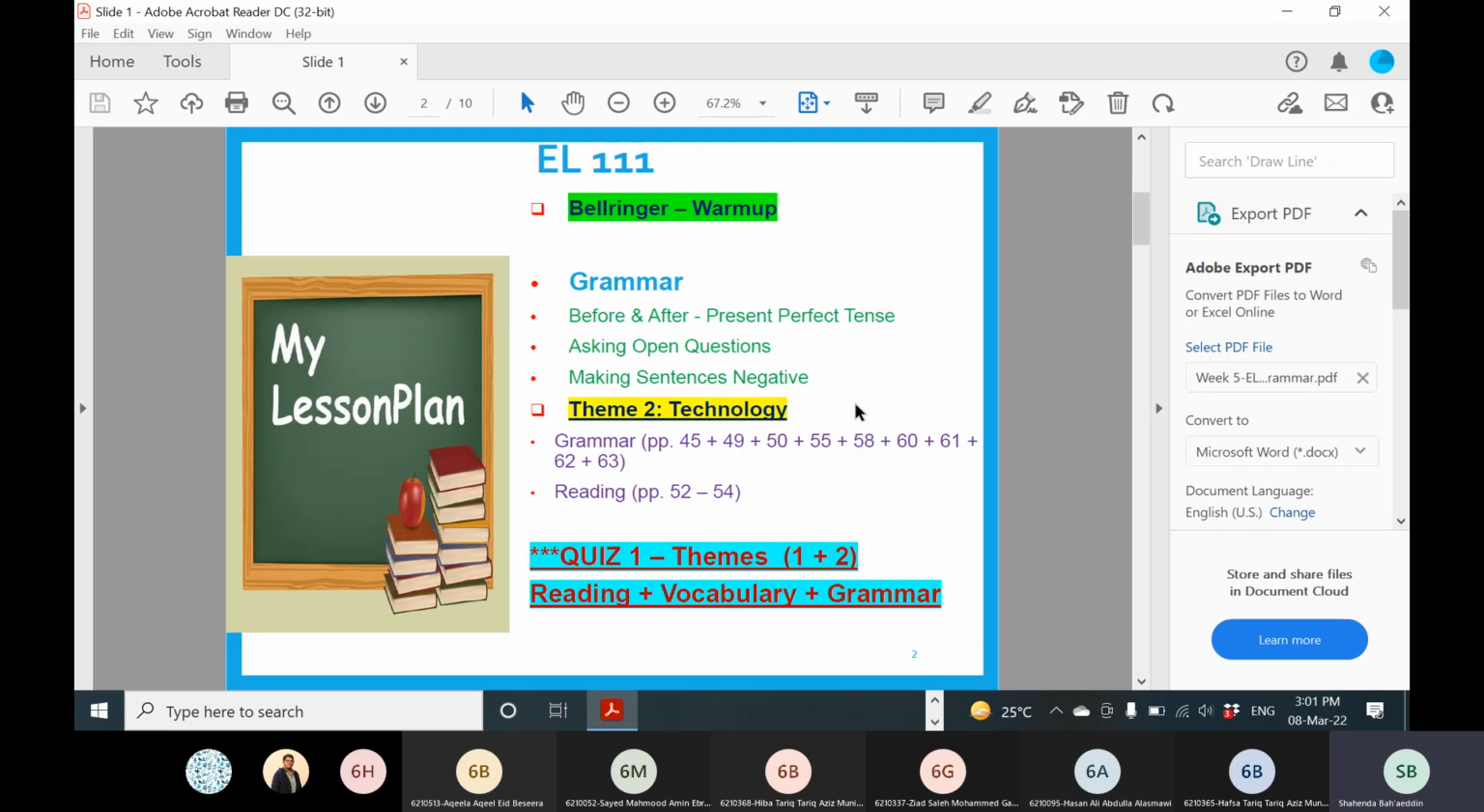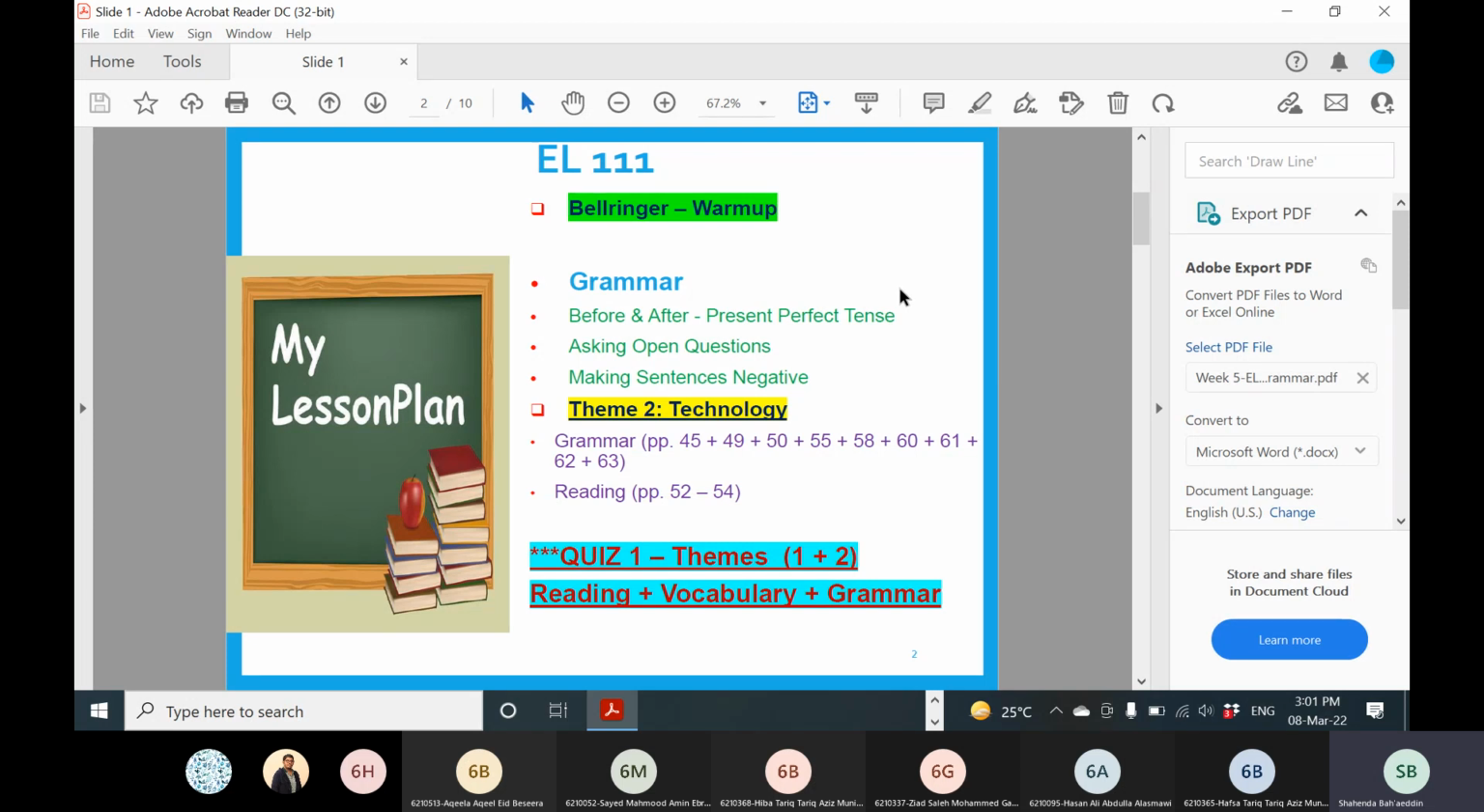Last time we spoke about before and after the present perfect tense, asking open questions and making sentences negative. And we said that there are 2 types of questions. The open questions, these are the WH questions, where you expect any answer. When I ask you, how old are you? I don't know, so there will be many responses. Or what's your name, or where do you live? So these are open questions.